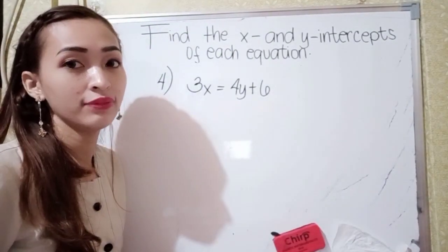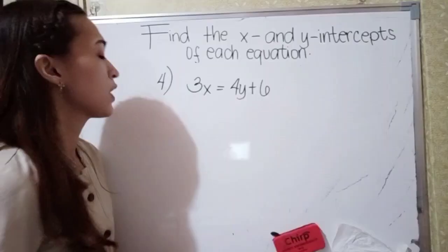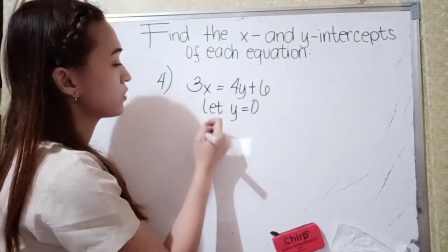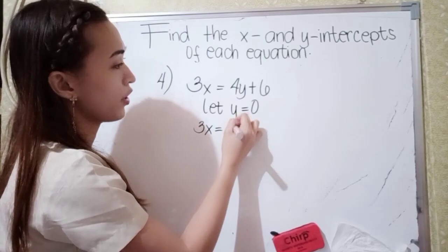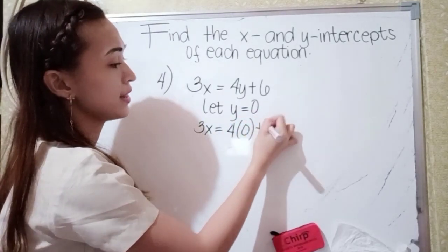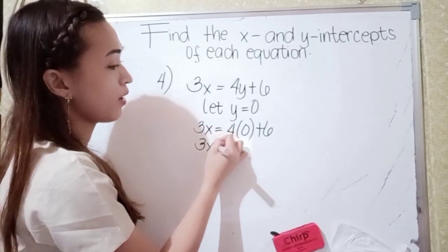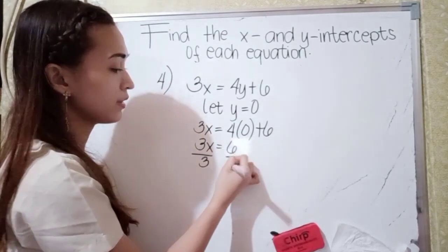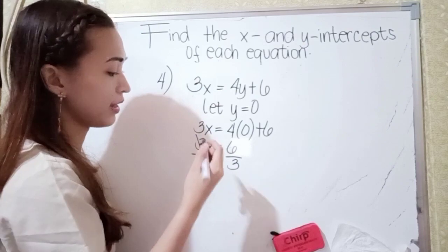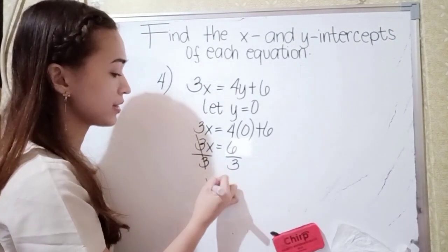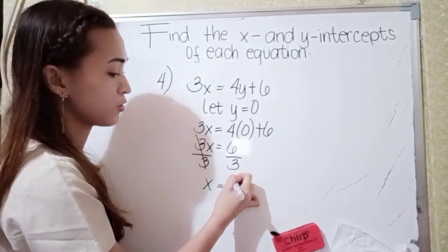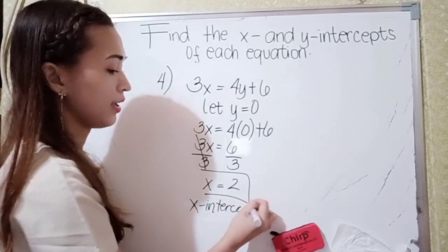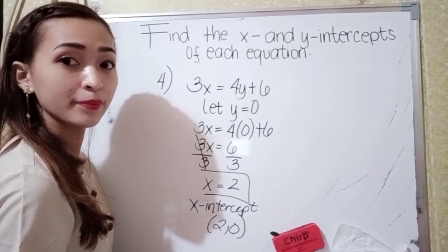For number 4, we have 3x equals 4y plus 6. Again, to get the x-intercept, let y equal 0. So we have 3x equals 4 times 0 plus 6. 3x equals 4 times 0 is 0 plus 6 is 6. Divide by 3 so that we will get x. 3 divided by 3 is 1, so that is canceled. Now we have x, and 6 divided by 3 is 2. So our x-intercept is (2, 0).